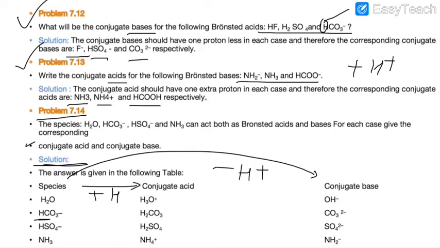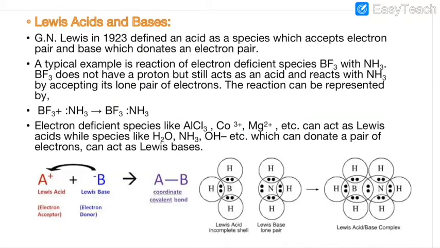HSO4 minus, when we add one H plus to it, will convert into H2SO4. And when we remove one H plus from this species, it will convert into SO4 2 minus. NH3, when we add one H plus to it, will convert into NH4 plus, and when we remove one H plus, it will convert into NH2 minus. These are very simple questions and can be solved very easily.